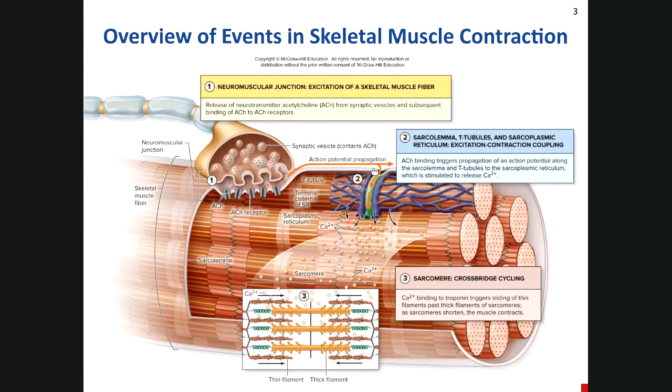When the action potential comes to the T-tubule, it can make the calcium channels in the wall of our sarcoplasmic reticulum become open. The calcium ions are released inside the cell, and this calcium can attach to TnC of troponin, and then I will show you what happens after that.